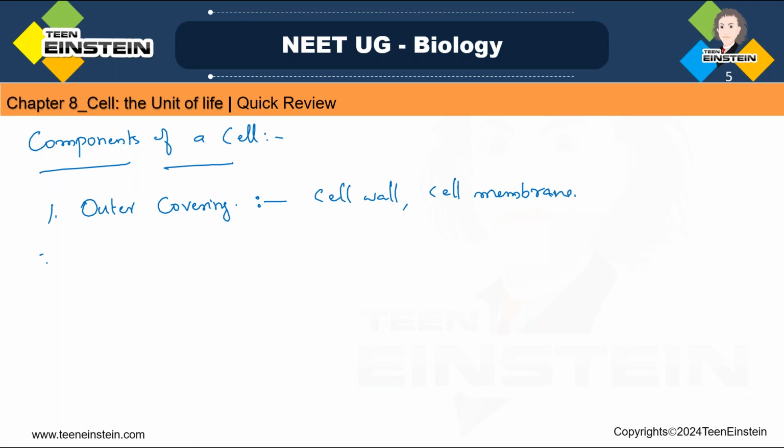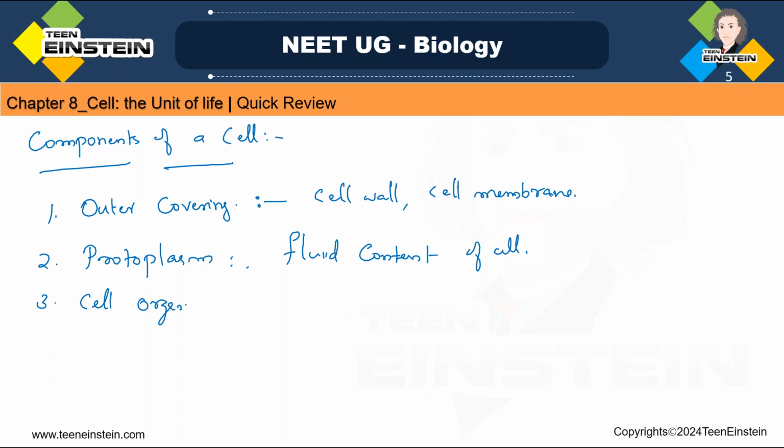Next is protoplasm, which is the fluid content of the cell. Inside that, you can see cell organelles. These cell organelles, like mitochondria, chloroplast and ribosome, will all be floating within the protoplasm.